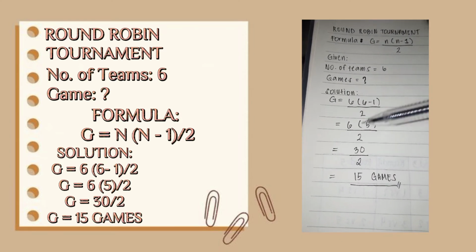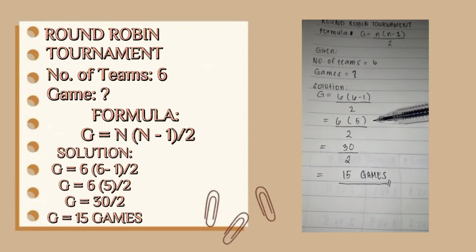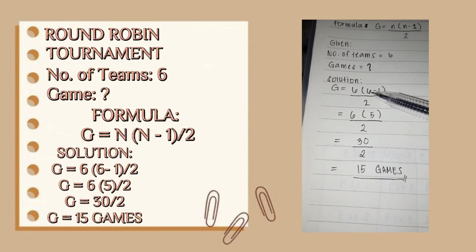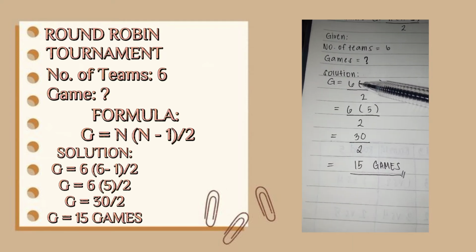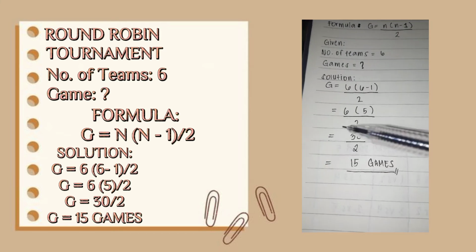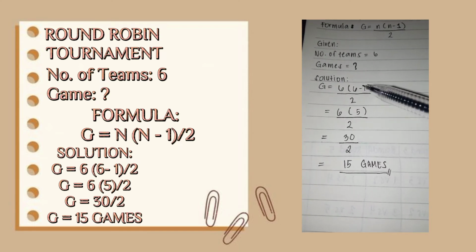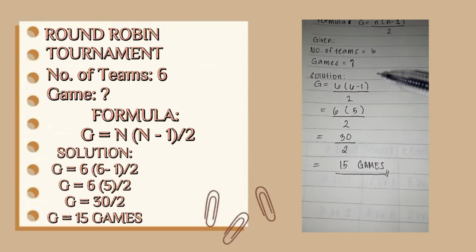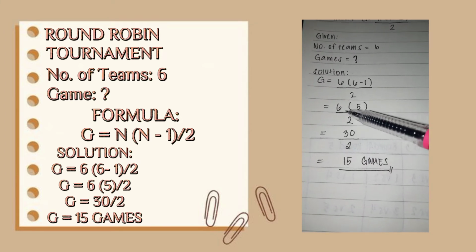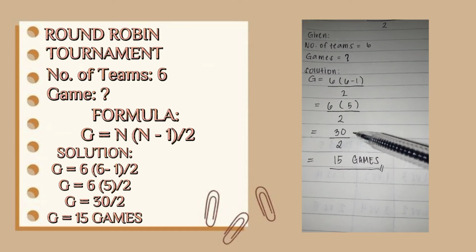This means G equals 6 times 6 minus 1, over 2, or divided by 2. Since we all know that in mathematics, we have to solve first what is found in the parentheses, or even in brackets, I solve first the one in the parenthesis, which is 6 minus 1. 6 minus 1 equals 5. Then I will solve for the product of 6 and 5, which means 6 times 5 is 30.